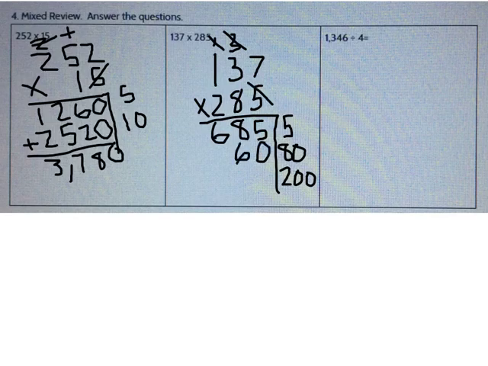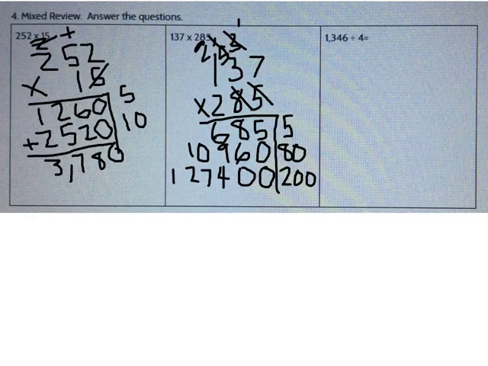8 times 7 is 56. 8 times 3 is 24, plus 5 more is 29. 8 times 1 is 8, plus 2 is 10. Now I'm finished with the 8. Now I'm going to drop 2 zeros because 2 is in the hundreds place. 2 times 7 is 14. 2 times 3 is 6, plus 1 more is 7. And 2 times 1 is 2.